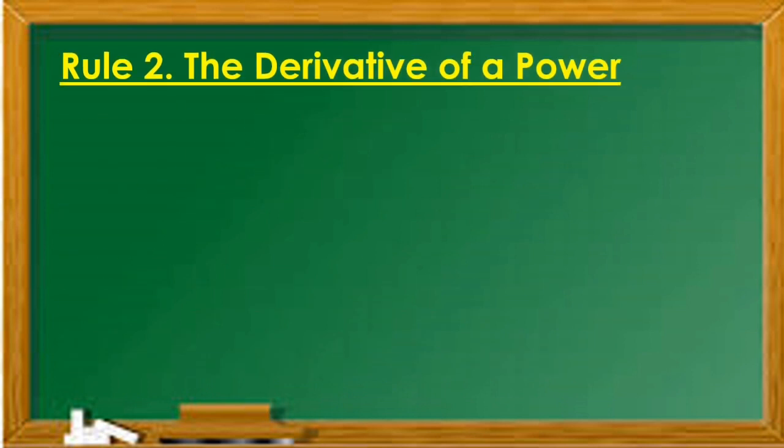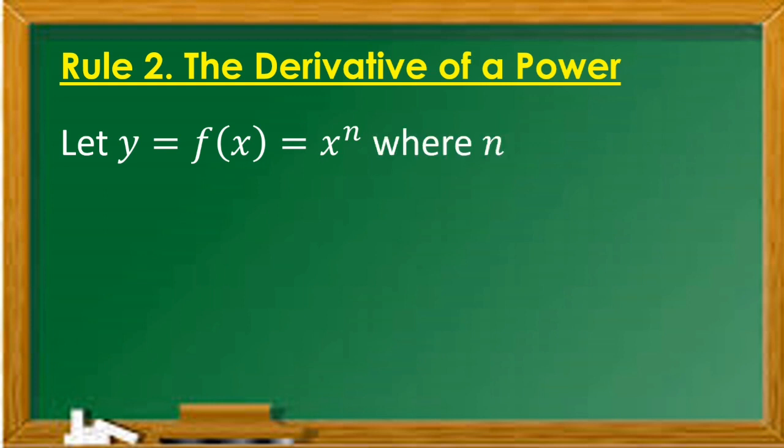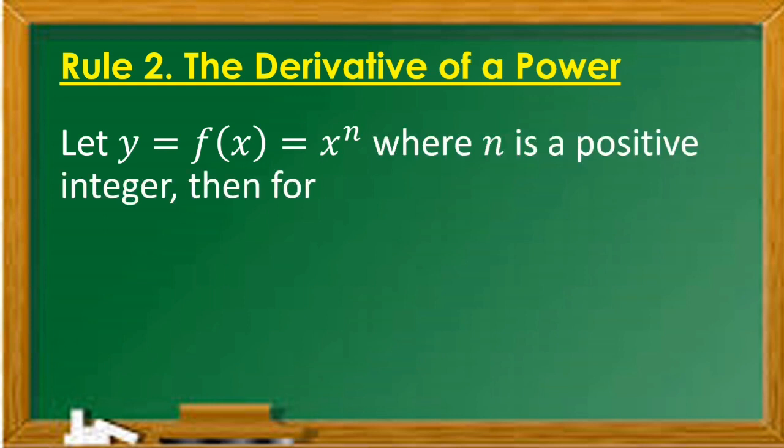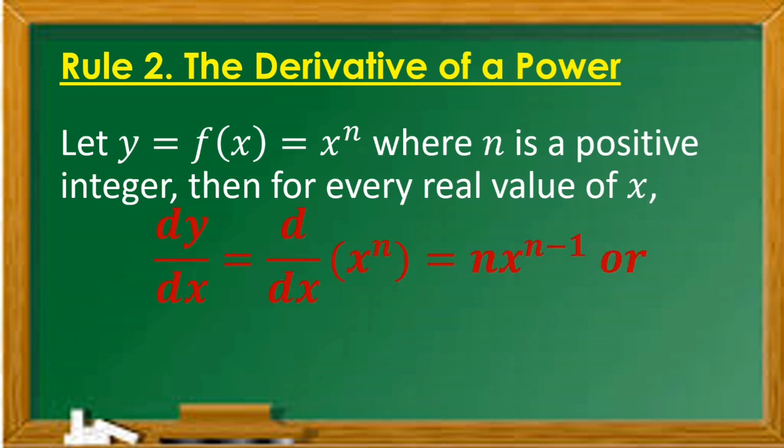Rule number 2. The derivative of a power. Let y be equal to f of x equals x raised to n, where n is a positive integer. Then for every real value of x, dy over dx equals the derivative of x raised to n equals nx raised to n minus 1. That is, n is greater than 0.